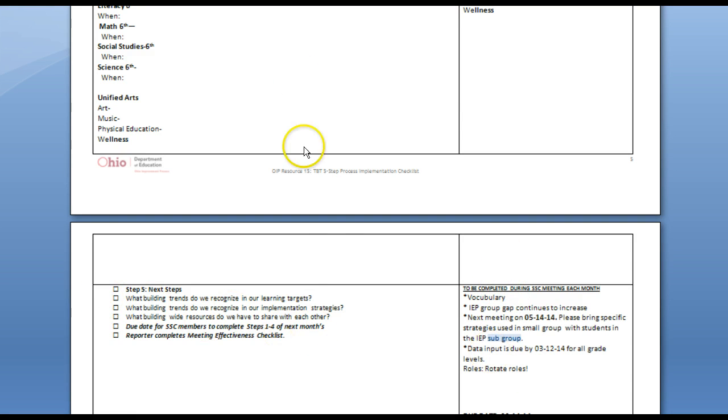So step 5 during the SSC meeting is that we are looking at trend data, we're communicating when the next meeting is, what information will be shared at the next meeting, when that data is due, and assigning those roles to each team member. Thank you. This is during the SSC BLT meeting.